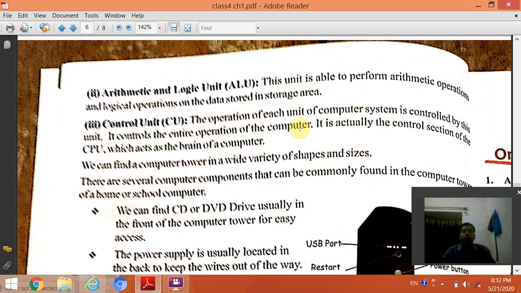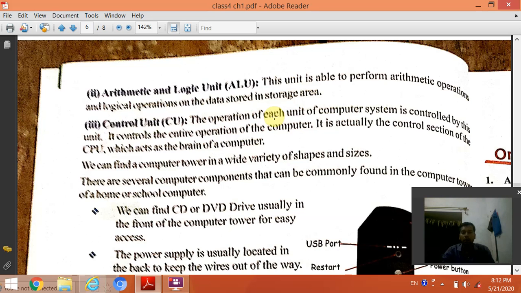Next is the arithmetic and logic unit. It is a part of the CPU. This unit is able to perform arithmetic operations and logical operations on the data stored in the storage area. ALU performs arithmetic and logic operations.